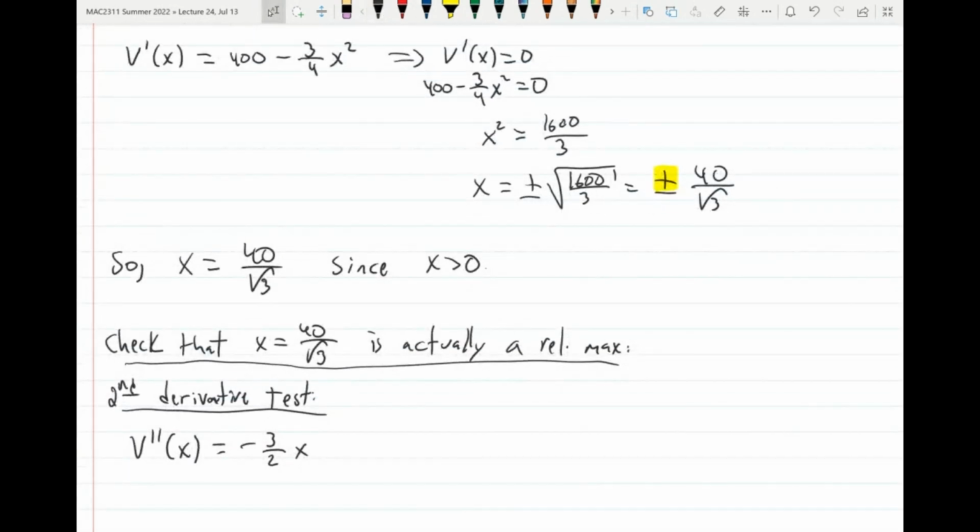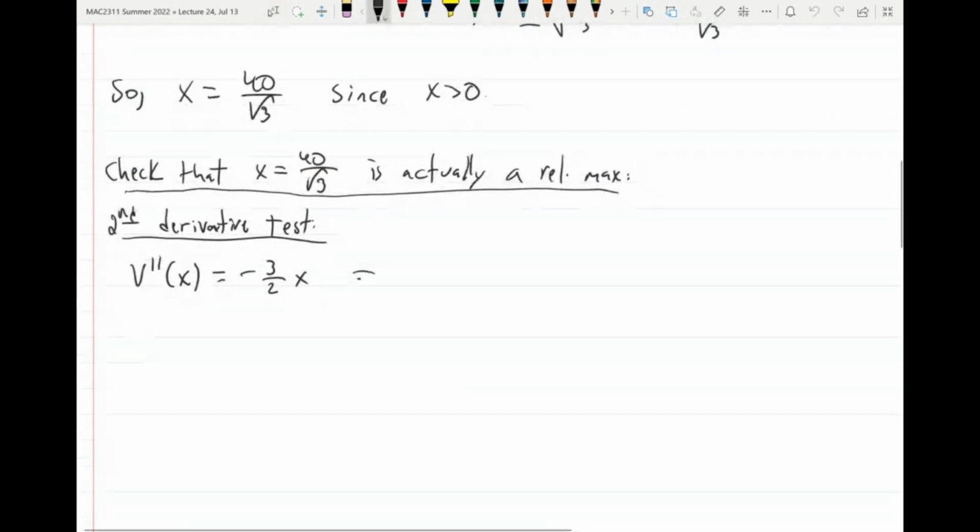Questions? No? So then all you have to do is plug into the second derivative this number, and then what did the second derivative test say? If it's positive, what do you have? A maximum or a minimum? A minimum. If it's negative, what do you have? A maximum. So let's plug in and see.